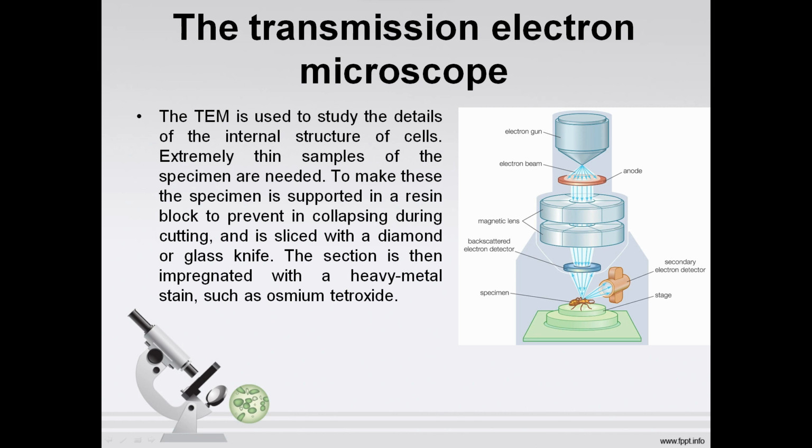The transmission electron microscope. The transmission electron microscope is used to study the details of the internal structure of cells. Extremely thin samples of the specimen are needed. To make this, the specimen is supported in a resin block to prevent it collapsing during cutting, and is sliced with a diamond or a glass knife. The section is then impregnated with a heavy metal stain, such as osmium tetroxide.